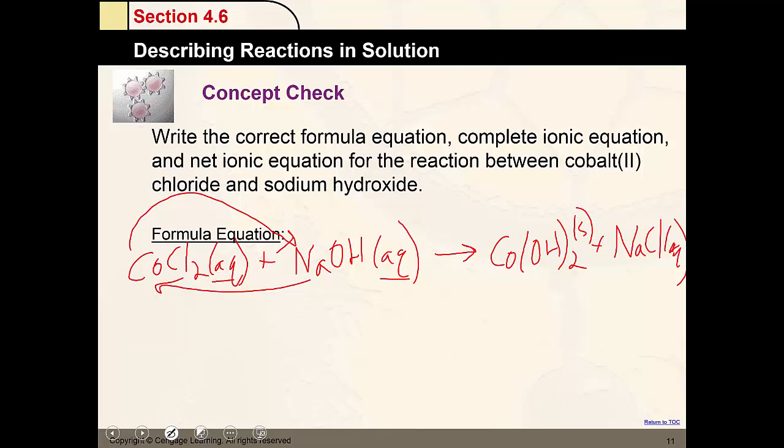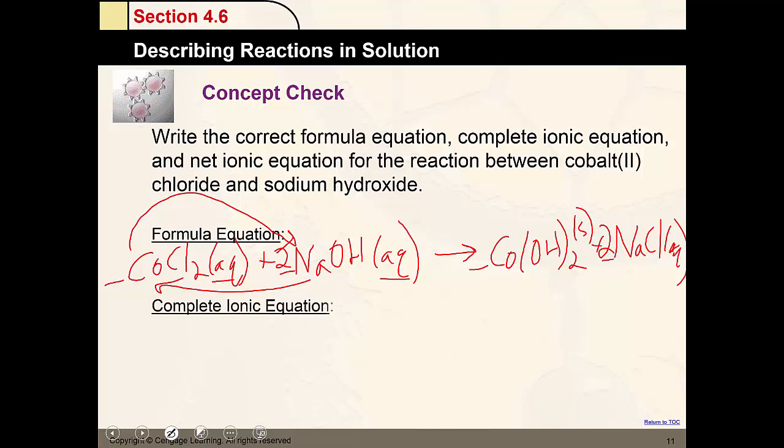However, we are not finished yet. We need to make sure that this equation is balanced. So if we look here, the Cos are balanced, except there's 2 chlorides on the left side, so we need to make sure there's 2 on the right. So we put a 2 in front of the NaCl, and now there's 2 Nas on the right, so we need to add a 2 here. So now on the left side there's 2 OHs, and already there's 2 OHs on the right side, so now our equation is balanced.